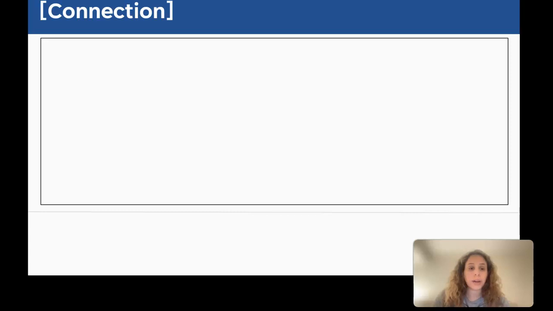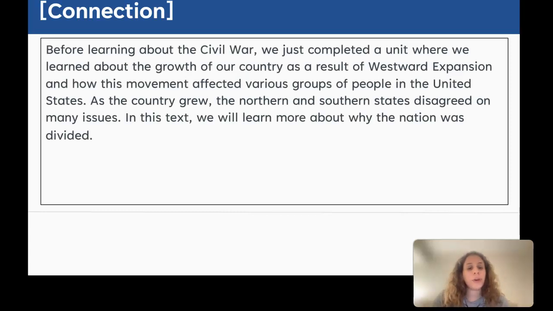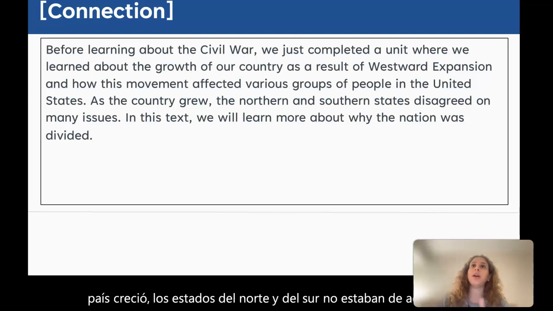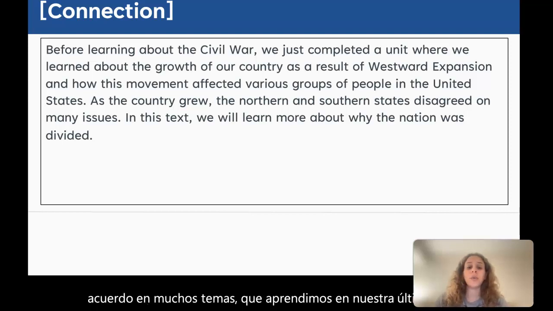Connection. Before learning about the Civil War, we just completed a unit where we learned about the growth of our country as a result of westward expansion and how this movement affected various groups of people in the United States. As the country grew, the northern and southern states disagreed on many issues, which we learned about in our last lesson. In this text, we're going to dive a little bit deeper, and we are going to learn more about why the nation was divided.